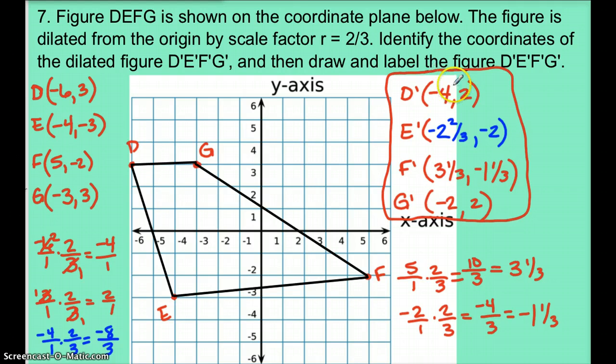Last thing I need to do is just plot those. So D prime, I'm going to go left 4, up 2. Label that D prime. E prime, I'm going to come -2 almost to -3, and then down 2, about right there. F prime, I'm going to go right 3 and a little further, down 1 1/3, so about right there. And then G is at -2, 2. And then you can connect those and you will see your new shape there. It should be totally inside the original one.